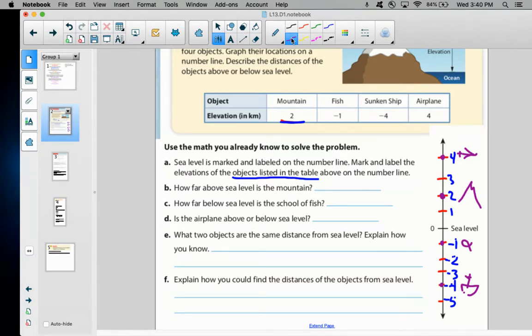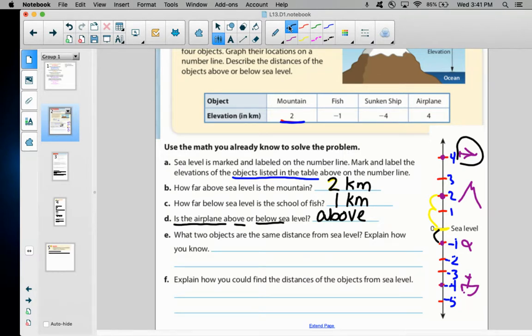How far above the sea level is the mountain? So if I look at the sea level's there, the mountain is 2 kilometers. I'll change my color so you can see it. 2 kilometers above sea level. The fish is only 1 kilometer below sea level. Is the airplane above or below? Well, it's not flying in the water, so it is above sea level.